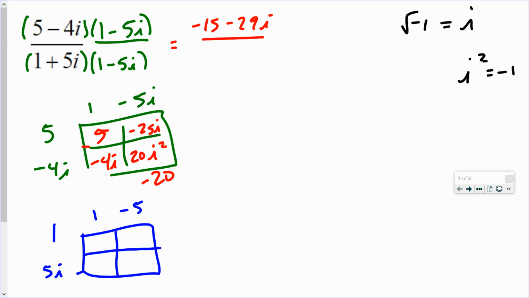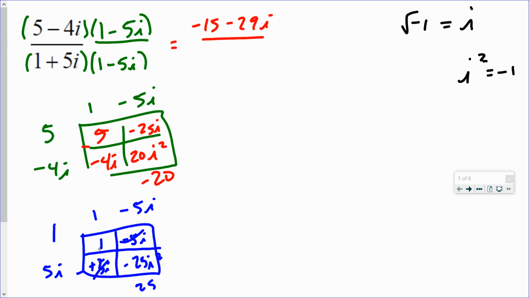1 minus 5i. So I get a 1, I get my minus 5i, I get my positive 5i, so they cancel, and then you get this -25i squared. Well, again, these cancel, and this is a real number. That's a positive 25. Because I have -25 times -1. So really on the bottom, all I have is 26.